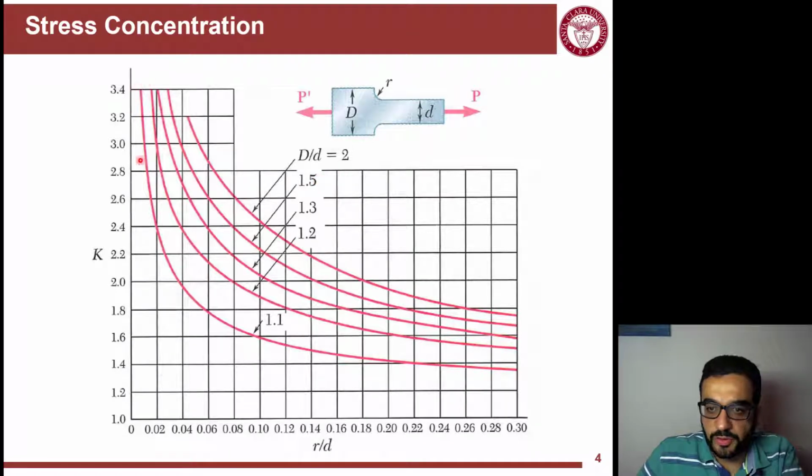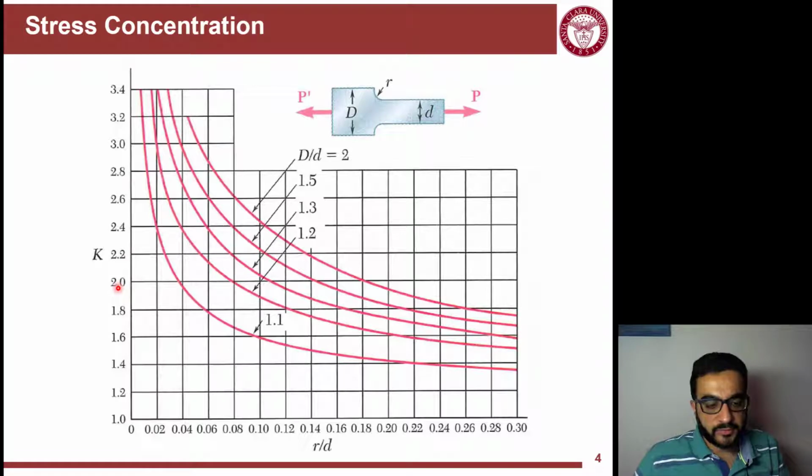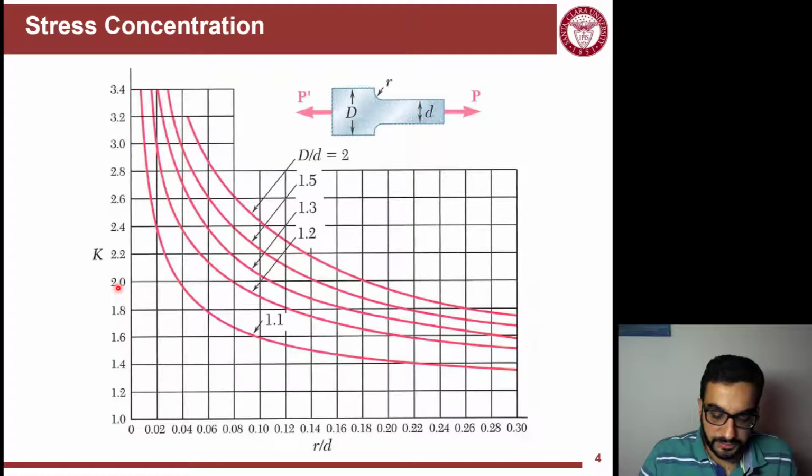So first you need to figure out what curve I'm dealing with. So it's D uppercase over d lowercase, and then you would go into the horizontal axis, figure out the ratio of r to d, so r over d, hit the curve, and then figure out the k value. So a very simple way of using the graphs. You will calculate sigma average at the critical section, don't forget that, at the reduced section, and magnify it and increase it by the k factor here.